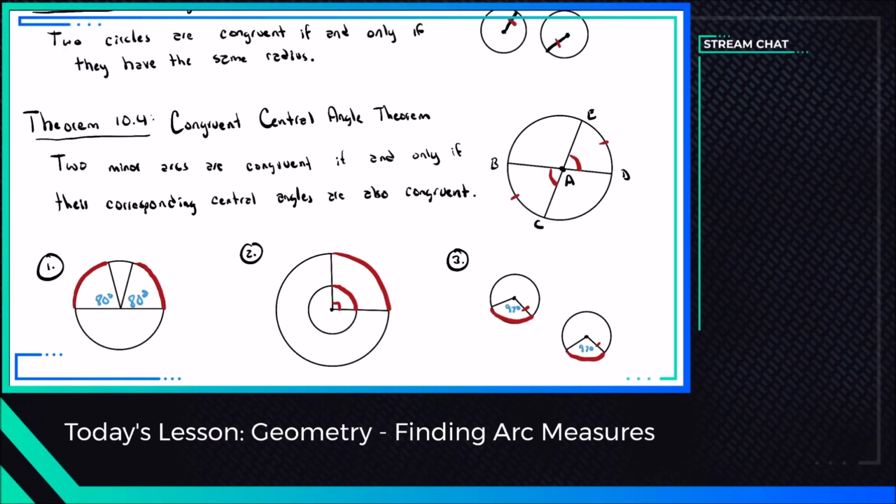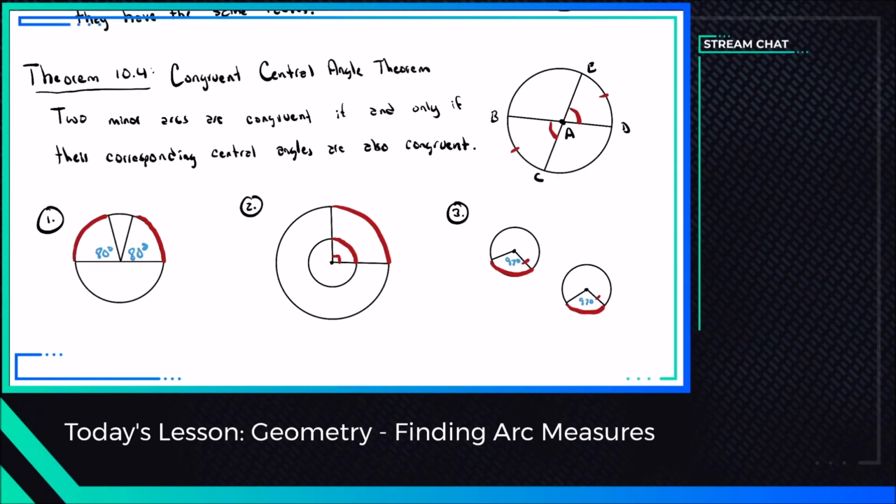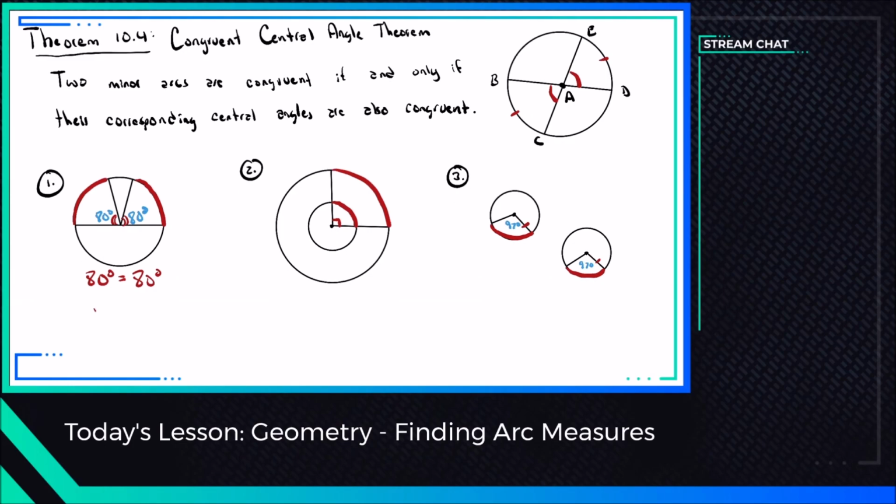We have these theorems up here that says that two minor arcs are congruent if and only if the corresponding central angles are also congruent. And since 80 degrees is always equal to 80 degrees, these two are going to be congruent. So thus, the two red arcs must also be congruent.